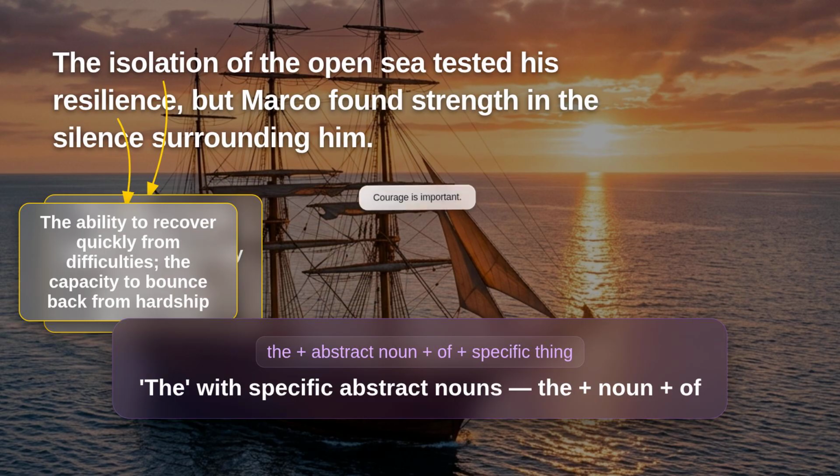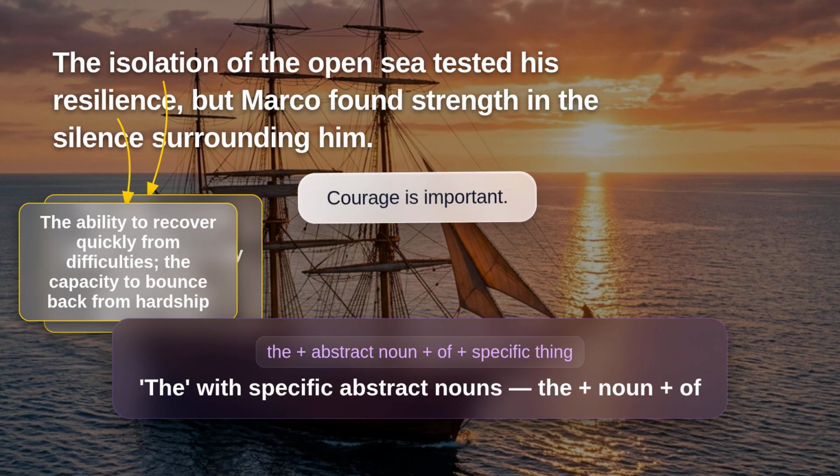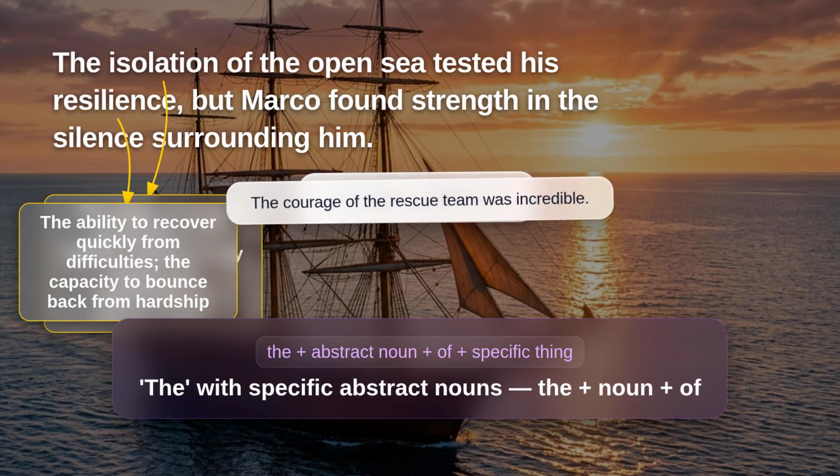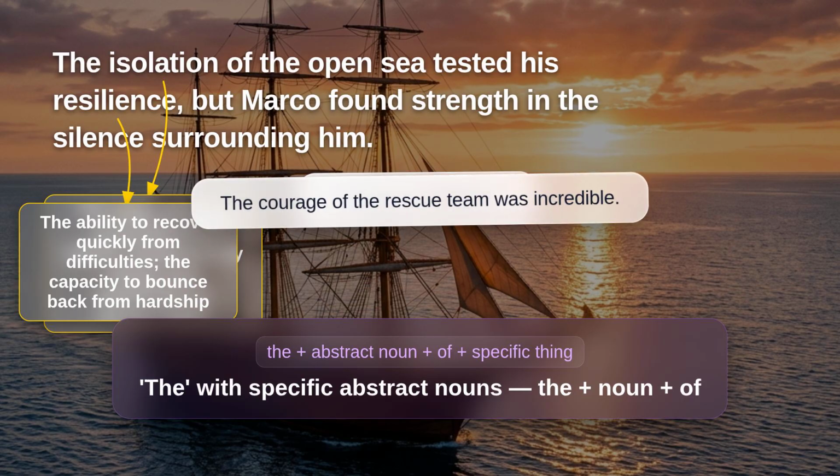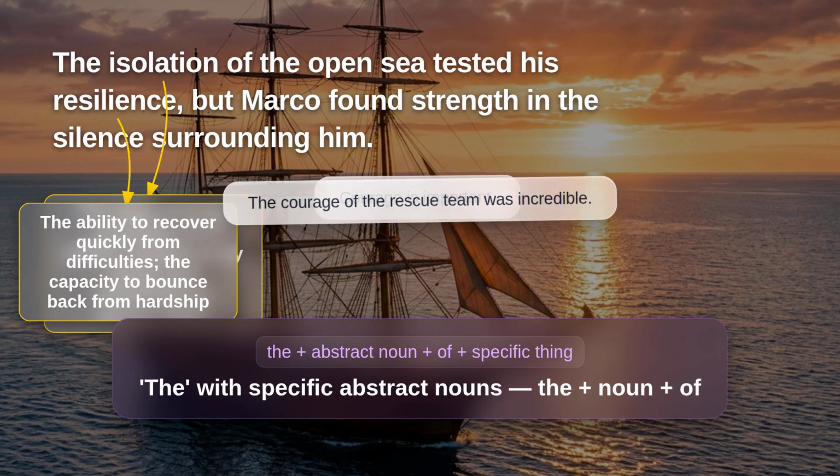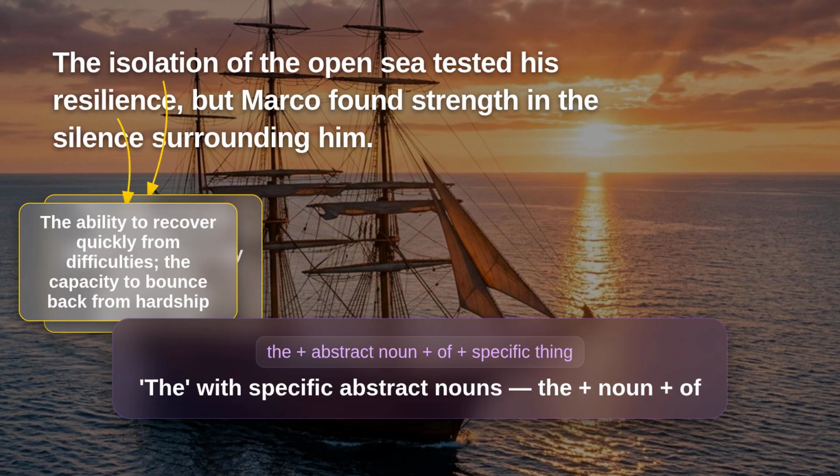Compare. Courage is important. General concept, no article. The courage of the rescue team was incredible. Specific courage, specific team, so you need the. This is one of the most useful article patterns. If you can answer the question, which one, use the. If you mean the concept in general, use no article.